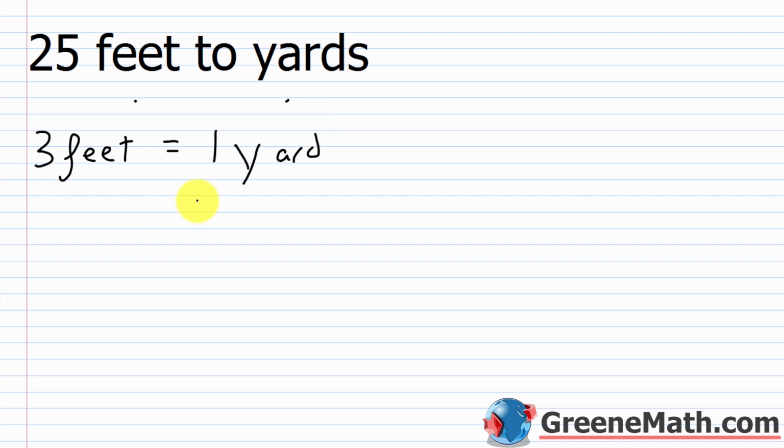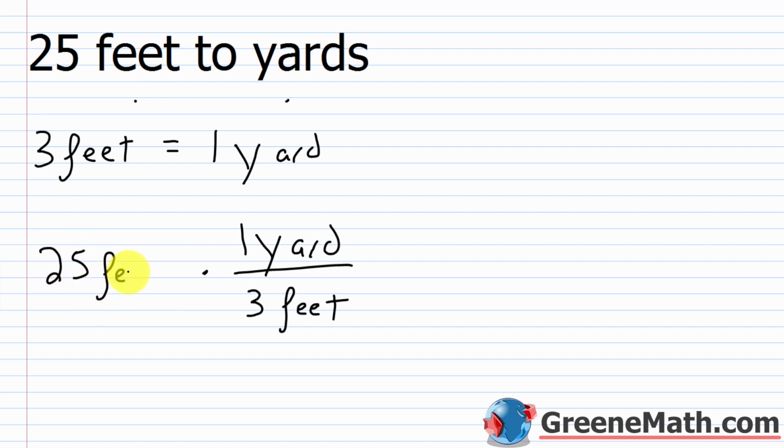All right, so to set up the unit fraction, we always want to put the units that we want to end up with in our numerator. In this case, we're going from feet to yards. So when I write the relationship here, I want to put 1 yard in the numerator, and I want to put 3 feet in the denominator. And I'm just going to multiply this by my starting value, which was 25 feet. So we'll have 25 feet times 1 yard over 3 feet.